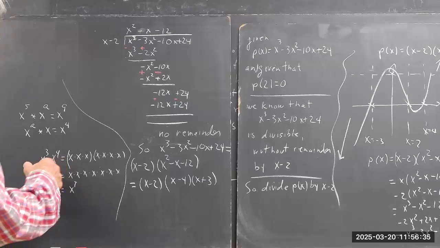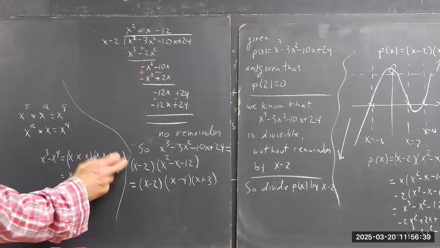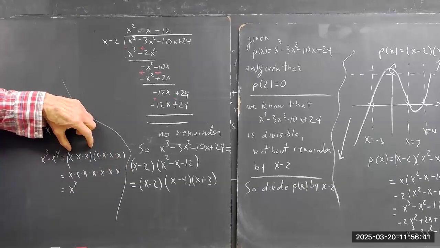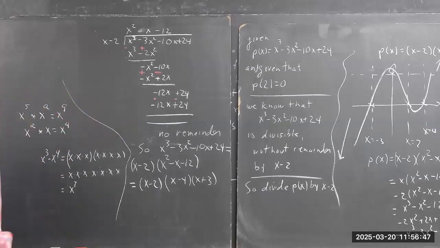Why is x to the third times x to the fourth equal to x to the seventh? Because x to the third means this, x to the fourth means this. X to the third has 3 x's multiplied together, and x to the fourth has 4 x's multiplied together.